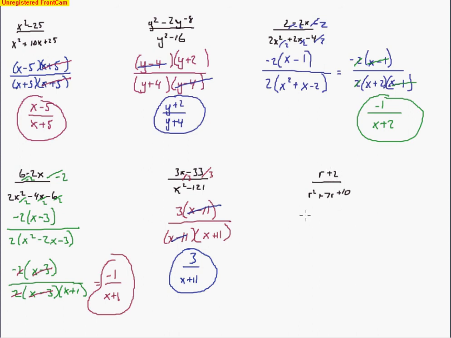Well, looking at this next one, r plus 2 has no common factors. So if you don't have any, just rewrite it. And then just factor that trinomial. And it factors to an r plus 2 and an r plus 5. So we go ahead and take out those common factors of r plus 2. They cancel, leaving us with a 1 on top and an r plus 5 on the bottom.